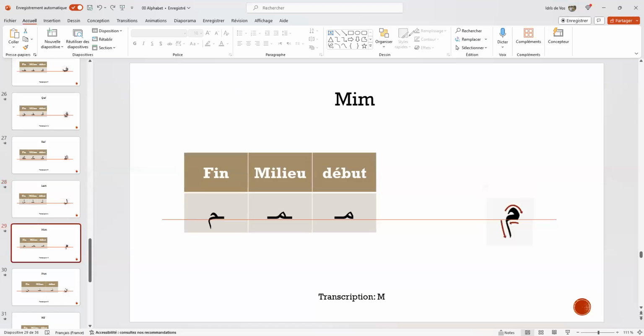Now be careful with the MIM, because depending on the style of writing you can have a more or less rounded form. Personally, I write the MIM like this, I make a circle, then I bring it down like this, and here I make a circle. That's what you'll find in Kufic script, for example. But you can also use this form that you have here. So if you take the writing worksheet you'll find on the website, you'll get the standard writing, let's say, the one taught in schools, and you'll write it like this. After that it's up to you to develop your own handwriting, of course.